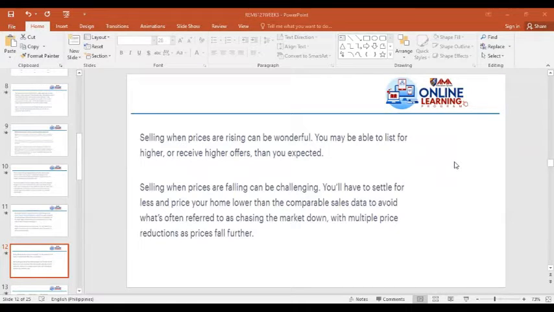Selling when prices are falling can be challenging. You have to settle for less and price your home lower than the comparable sales data to avoid what's often referred to as chasing the market down, with multiple price reductions as prices fall further.